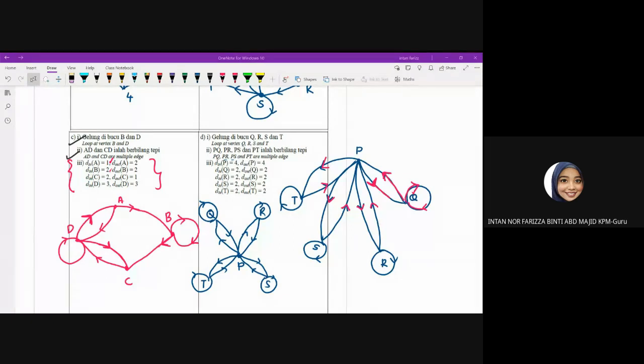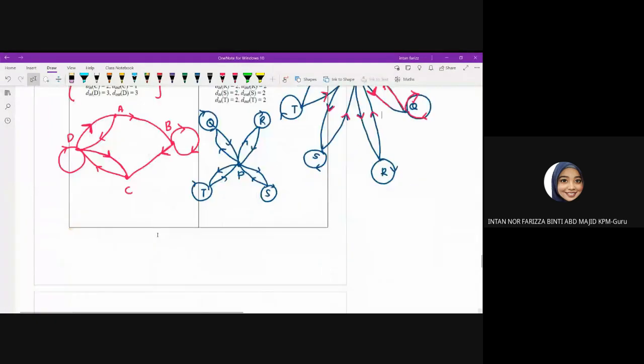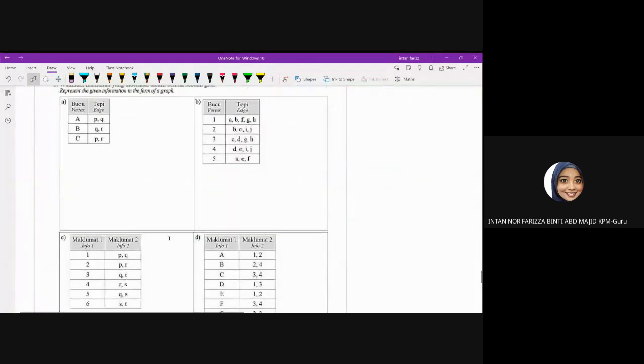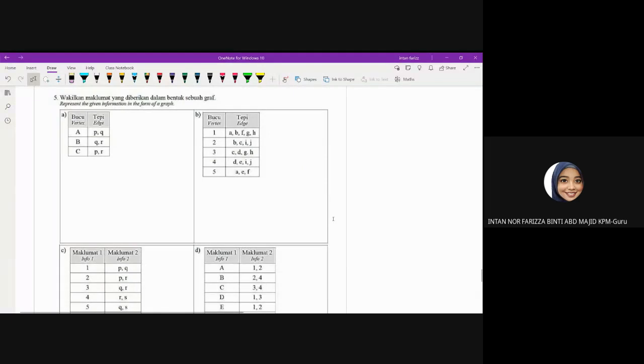Okay. Now, let's look at the last one. So last one is also about drawing. Okay, but this drawing, the information is given in the form of a table. All right. It is easy. You don't have to be worried because this topic is easy. Kacang. Represent this given information in the form of graph. Okay. So dia tak cakap what kind of graph. Is it a simple graph ke or directed ke apa ke?